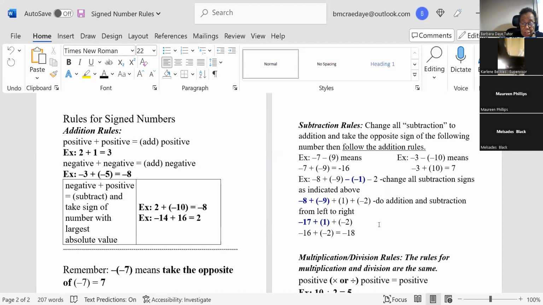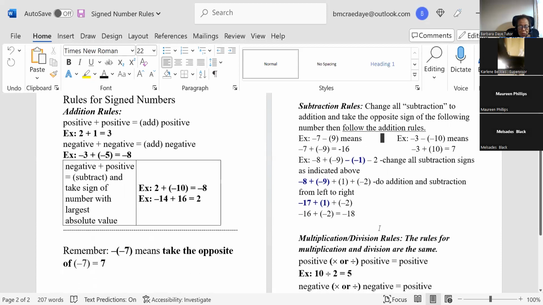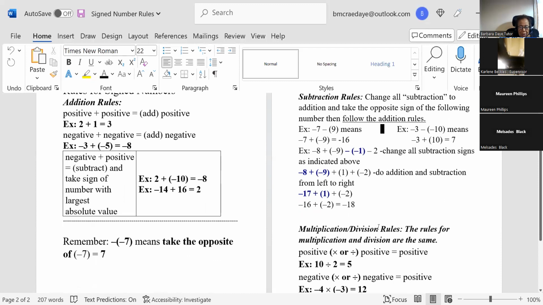Now, know the difference between the minus for subtraction and the minus for a sign. See, this minus 8, the sign on the 8 is a negative. This minus here is saying subtract what follows it from what came before it. And this minus is also a subtraction. Got it?